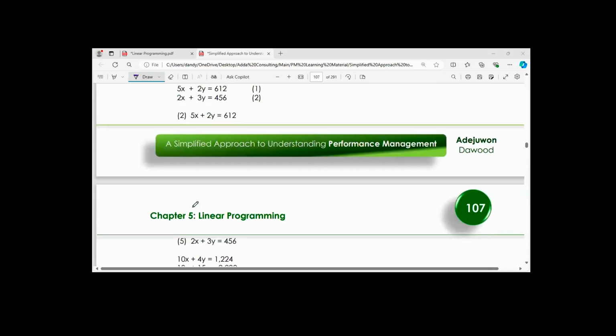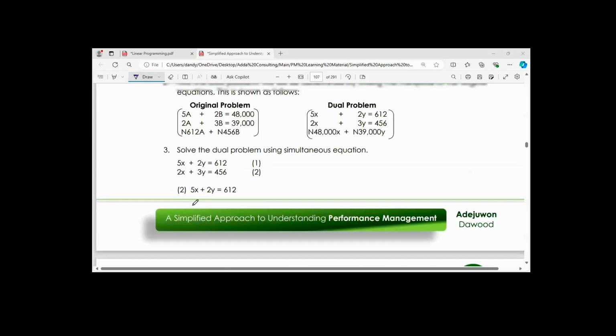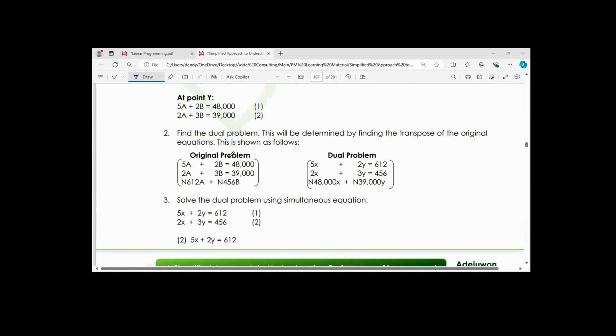Is it 3? 5x plus 2y 612. That's at point. I want to check the equation. Is it the same? 5x plus 2. Let me check. Our own is 2x plus 4y at equation y. 5x plus 2y. Yeah.